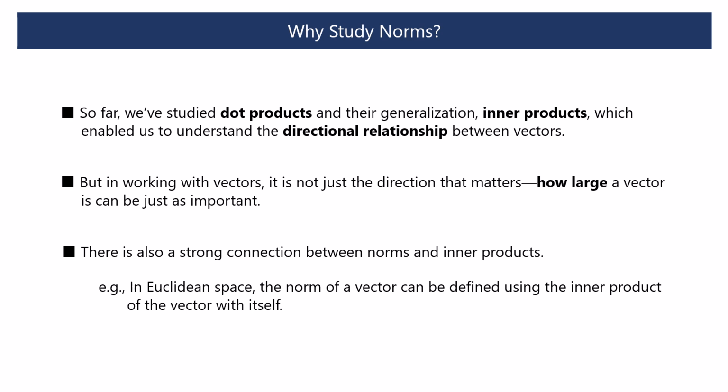There is also a strong connection between norms and inner products. In Euclidean space, for example, the norm of a vector can be defined using the inner product of the vector with itself. Understanding this connection enables us to deepen our grasp of the structure of vector spaces.